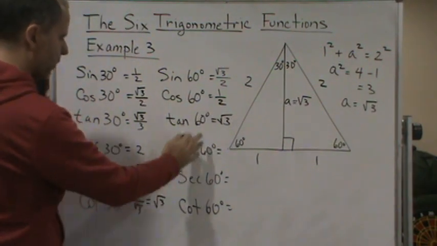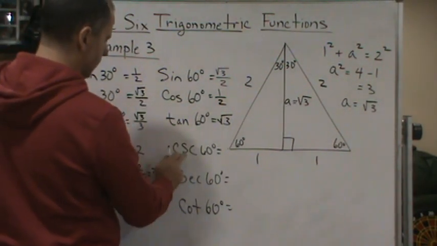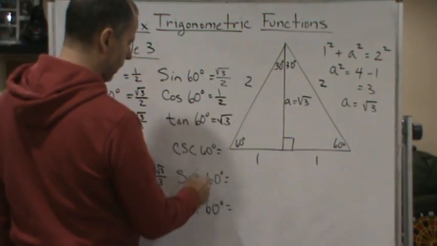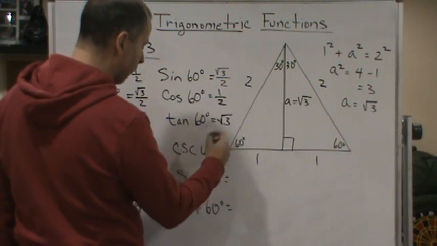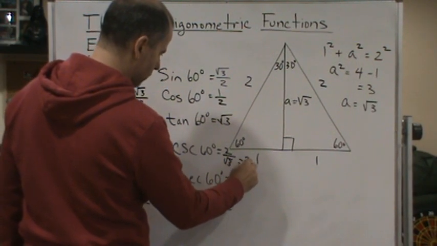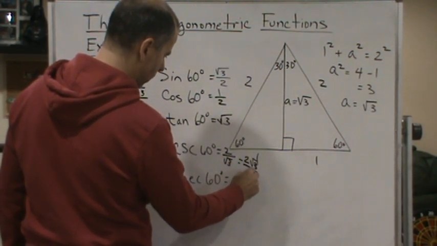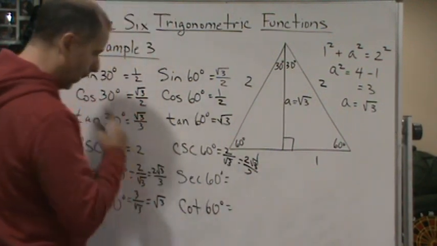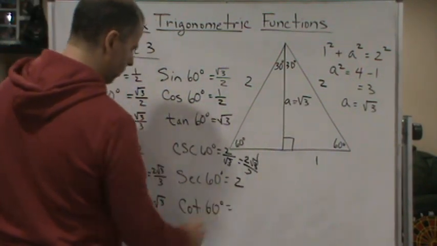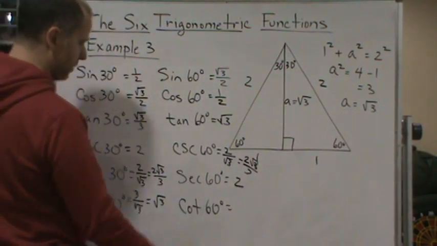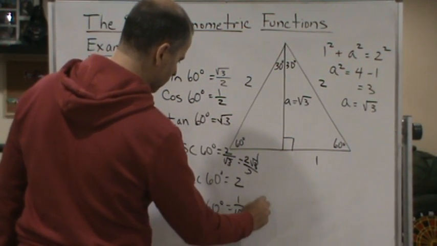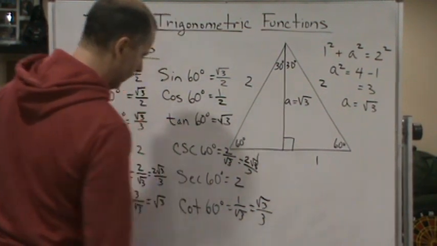And then we're going to do the reciprocals. Cosecant is the reciprocal of sine, so that's going to be 2 over the square root of 3. But again, we have to rationalize it, so 2 over the square root of 3 is going to equal 2 root 3 over 3. And then secant is the reciprocal of cosine, so that's going to be 2. And cotangent is the reciprocal of tangent, so that's going to be 1 over the square root of 3. But again, we have to rationalize it, so it's going to be root 3 over 3.